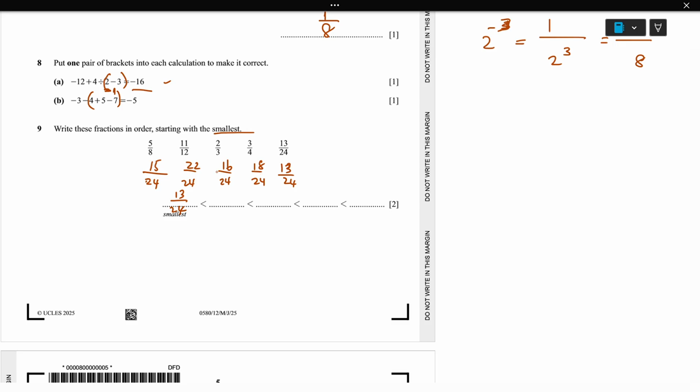Then the next smallest one is 15, so 5 by 8 is going to be the next one. Next one is going to be 16, which is 2 by 3. Next one is going to be 18, which is 3 by 4. Next one is going to be 22, which is 11 by 12. This is the order.